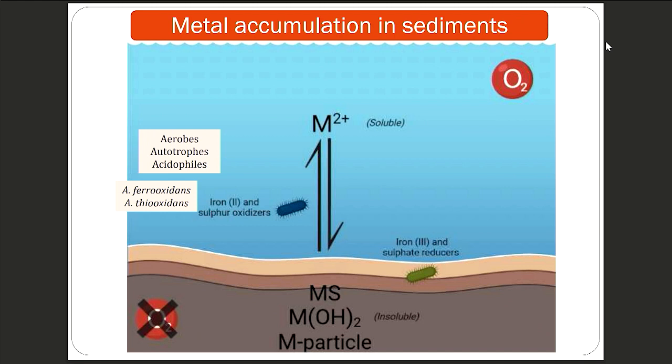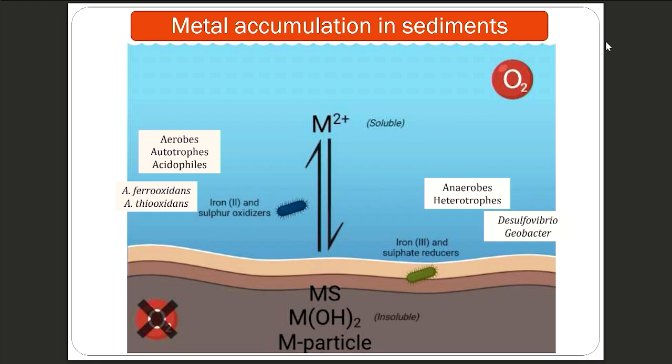On the other hand, the iron III and sulfate reducers are the ones involved in the immobilization process of the metals. They are anaerobes, heterotrophs, for example, bacteria of the genus Desulfovibrio or Geobacter.